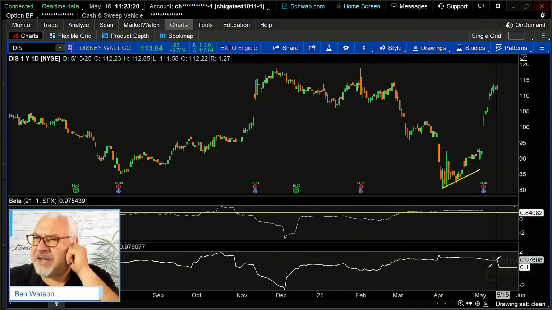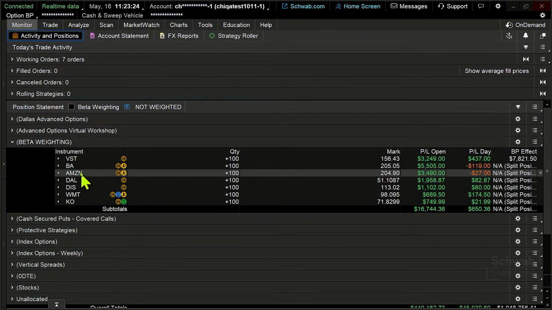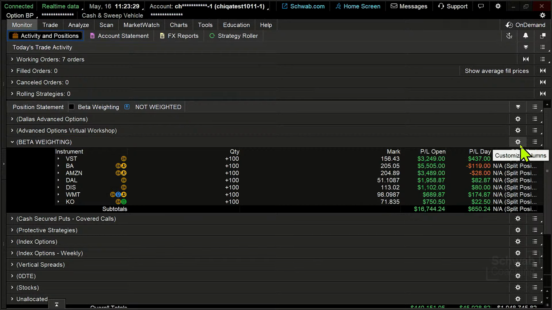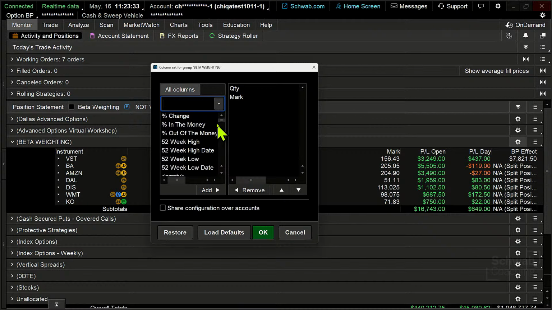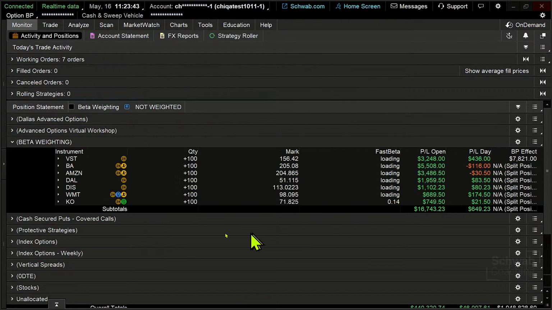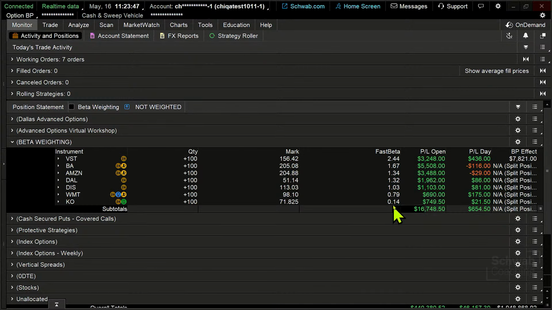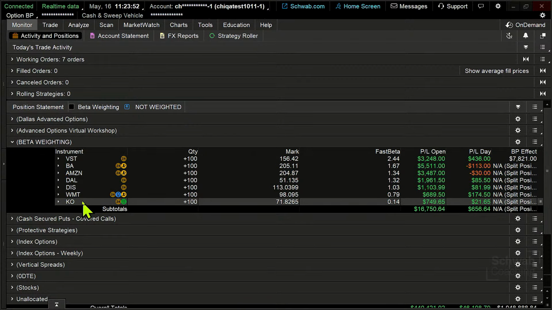Now, let's go back to our portfolio here. I want to go back to our monitor tab, and I want to look at our portfolio. So what we could do is come back in here and go to our gear icon, and I could go to this dialog box, and I could add in a column that's fast beta. Okay, so let's use fast beta in this particular case. And we're going to click on OK. And now what I've got is a column that lists the fast beta numbers for each one of these positions.